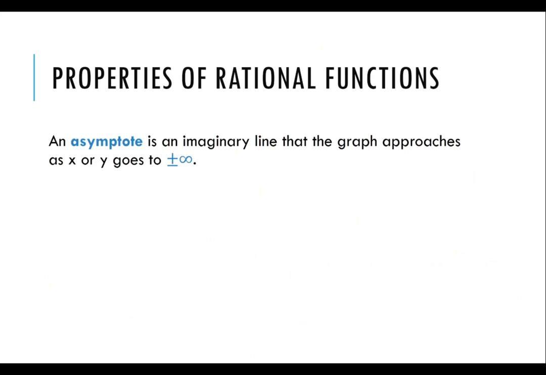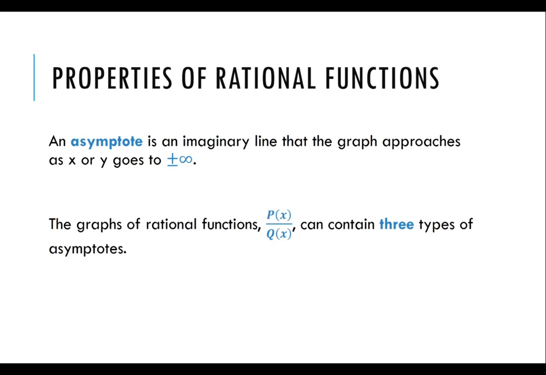Rational functions have these things called asymptotes, or they can at least. An asymptote is an imaginary line that the graph approaches as x or y goes to plus or minus infinity. Now the truth is that rational functions could have three types of asymptotes. Could have doesn't mean they'll contain all of them, but they could contain some combination of them.